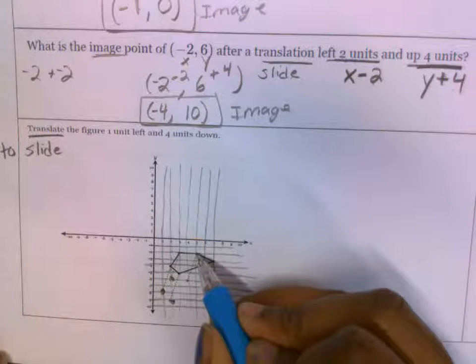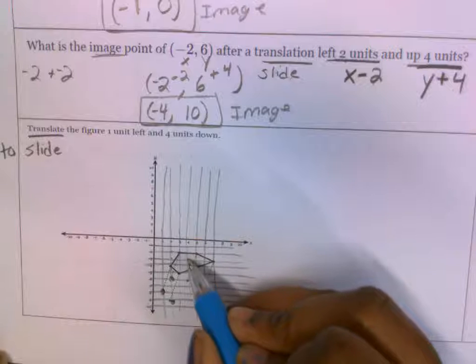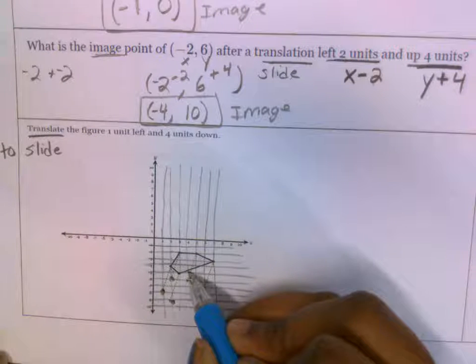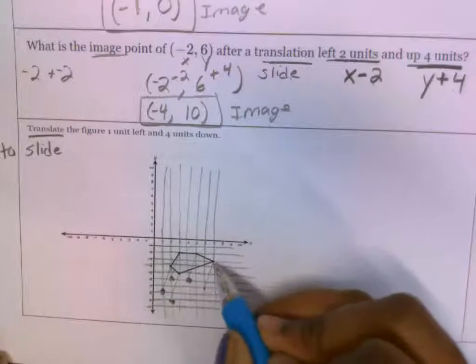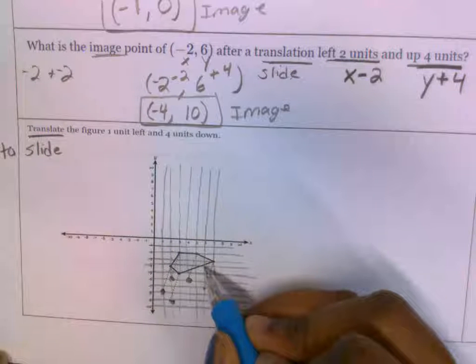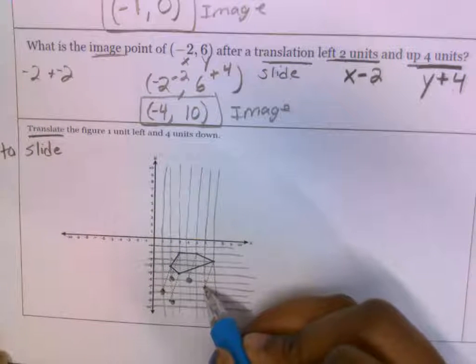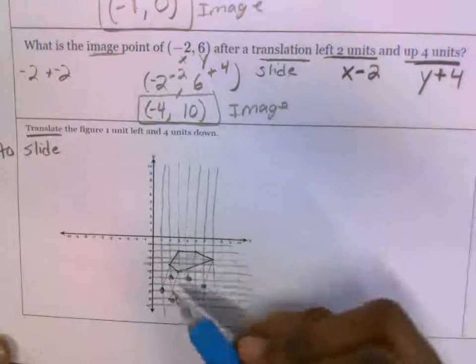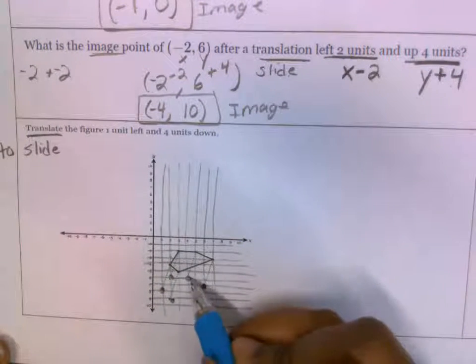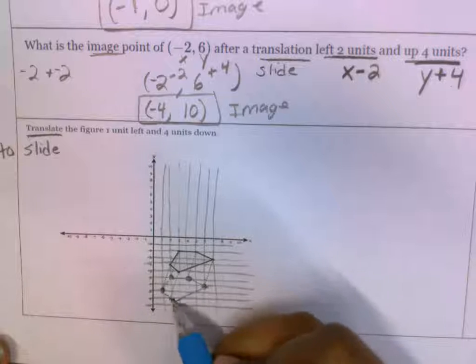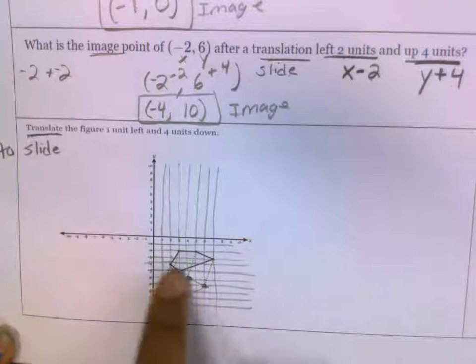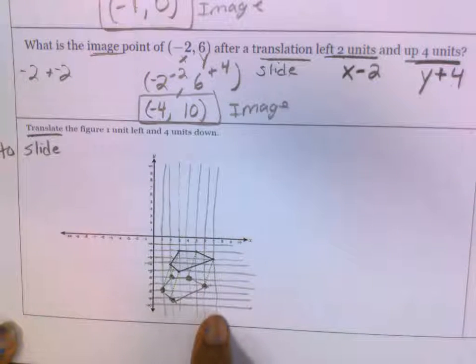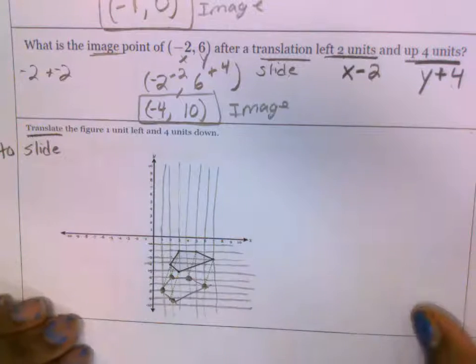Okay. Left 1 time and down 1, 2, 3, 4. Left and down 1, 2, 3, 4. Okay. And that's exactly what you're going to do for examples that look like this. You're going to place those dots in those locations. Okay. Or ordered pairs.